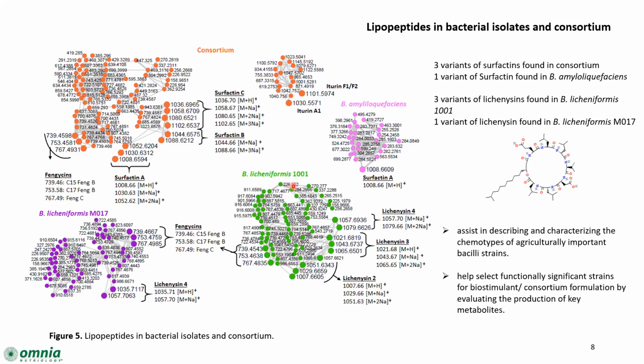In B. licheniformis 100, we found 3 of these variants, whereas in B. licheniformis M017, we only found 1 lichenysin. This kind of information can then be used, and it can assist in describing and characterizing the chemotypes of agriculturally important strains, and eventually it can help select the functionally significant strains for biostimulant or consortium formulation by evaluating those key metabolites.